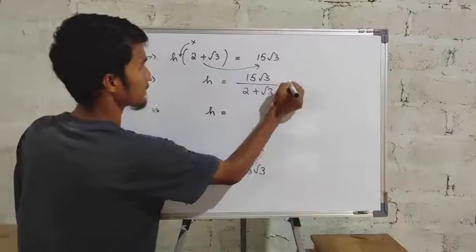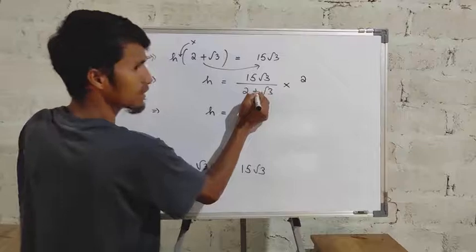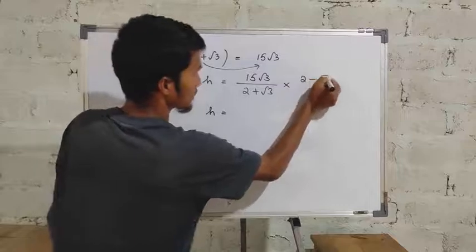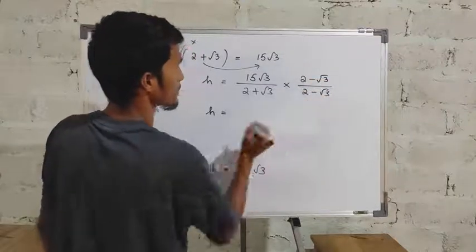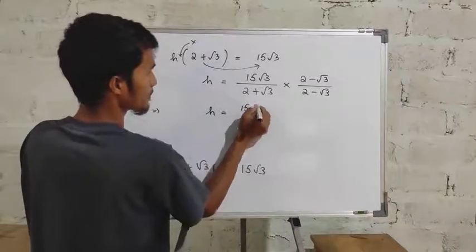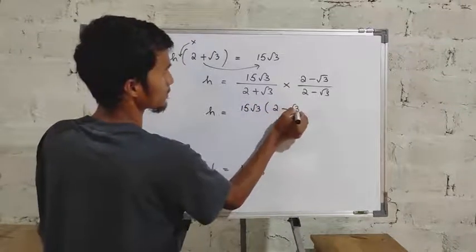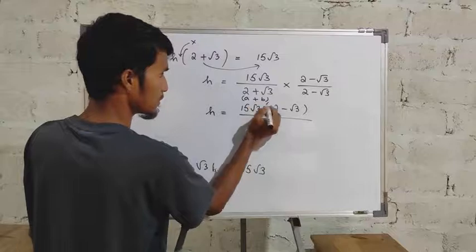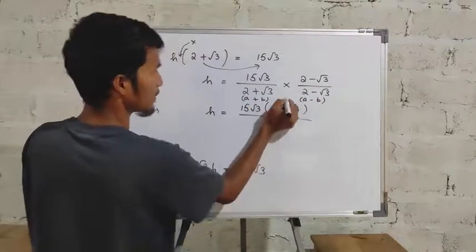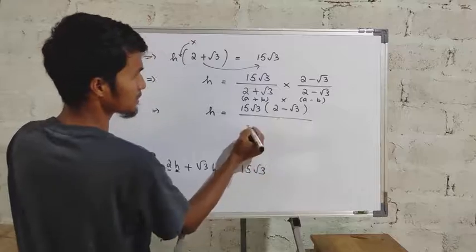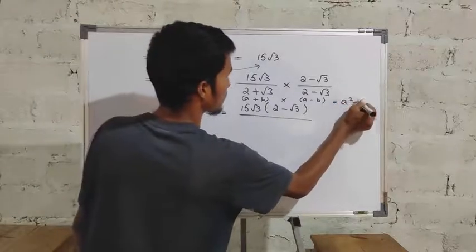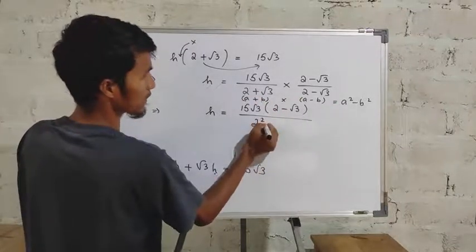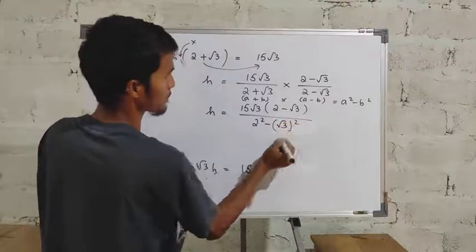Then h is equal to, okay, I will rationalize here. 2, here this is a plus. Then when we rationalize, we have to conjugate this, meaning interchange the plus to minus. Like this. Okay. Then 15 root 3 into 2 minus root 3, divided by, this is a plus b, then this is a minus b. Now a plus b into a minus b was the formula, everyone knows this formula, a square minus b square. Okay, we'll use this formula here. Now a here is 2, then 2 square minus b square.